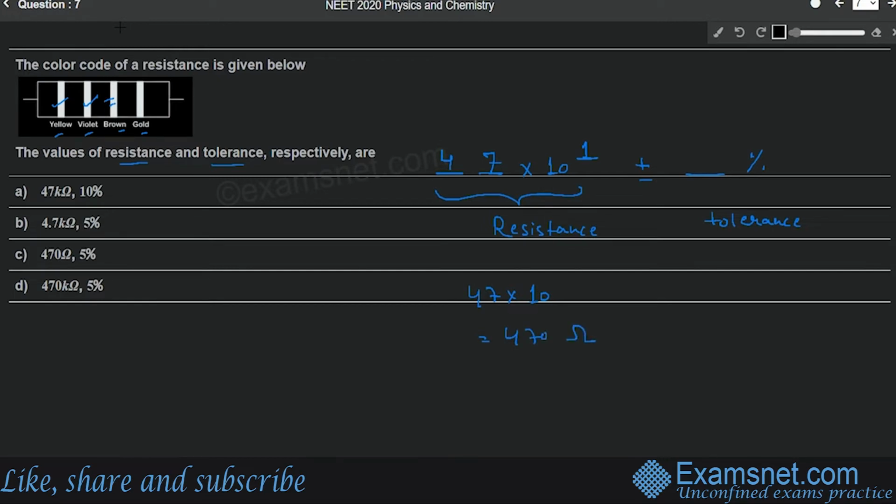Now the tolerance is gold color, so the color code for gold is what? 5%. So it will be 5. That means option C will be the correct answer. 470 ohm is the resistance and 5% is the tolerance.